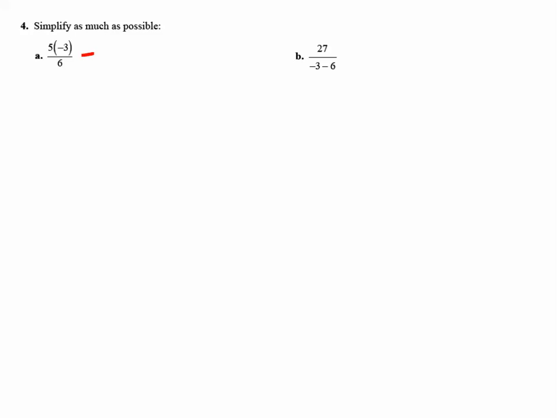So in this case, 5 times negative 3 is a negative 15. Simplify that on top. 6 stays as 6, and now we can see if we can reduce this. So yeah, that's right. 3 goes into 6. 3 goes into 15. So how about a 2 and a 5? And final answer, negative 5/2.